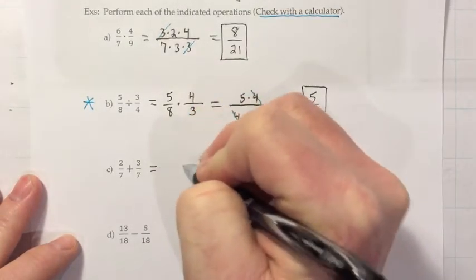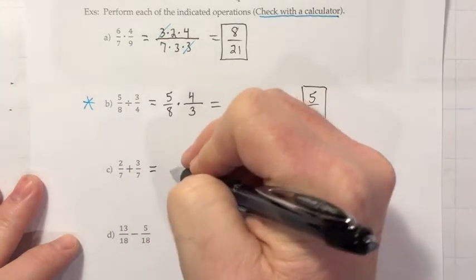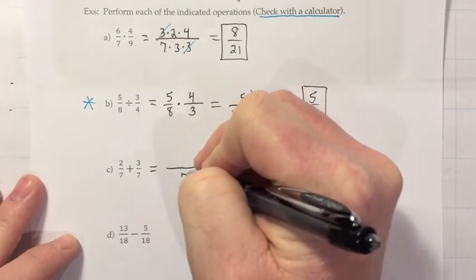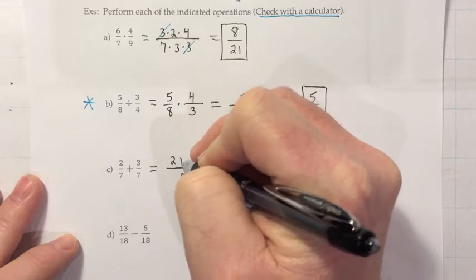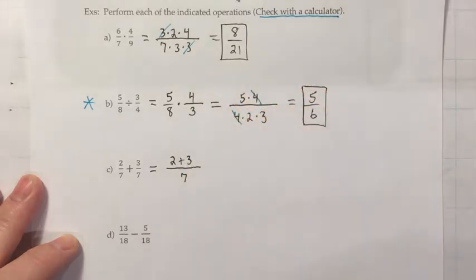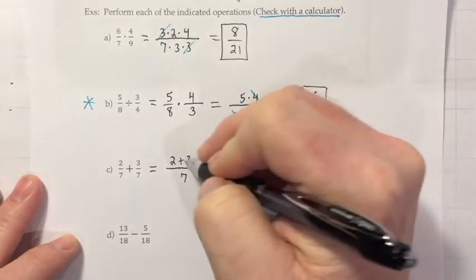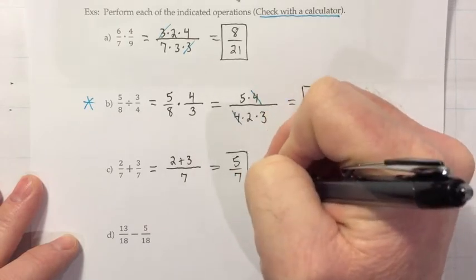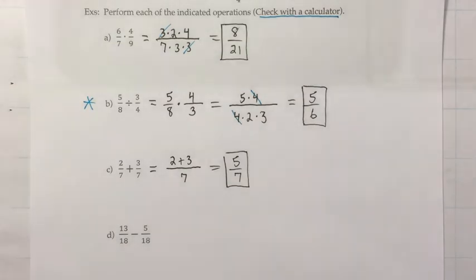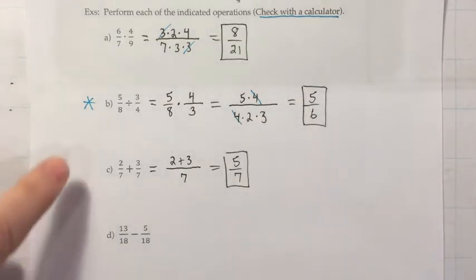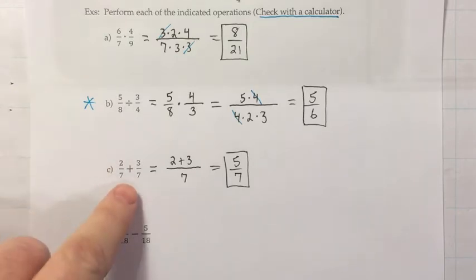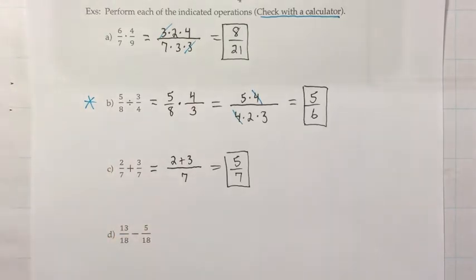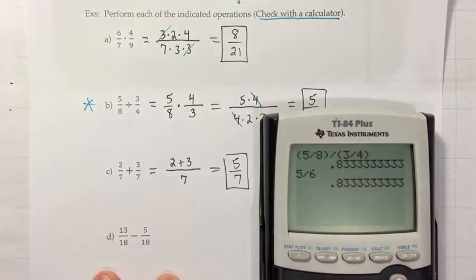Adding fractions, what we want to do is keep the denominator the same and just add the numerators. So it looks like that. And then 2 plus 3 is 5, so 5 over 7 is the answer. I actually think this is a good one to check on the calculator too, because sometimes what people want to do is add 2 plus 3 is 5, but then also 7 plus 7 is 14, and I just want to show you which one of those is the correct method.